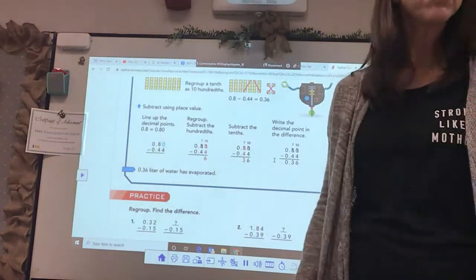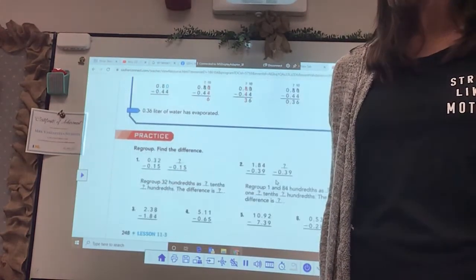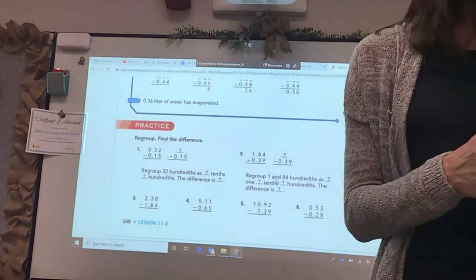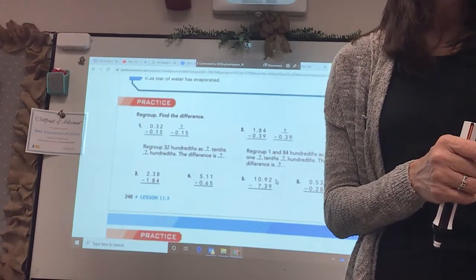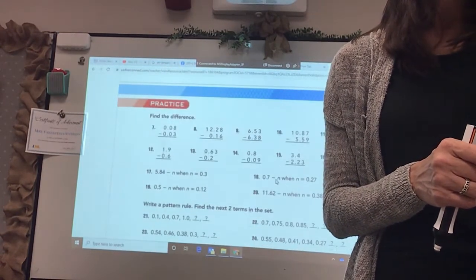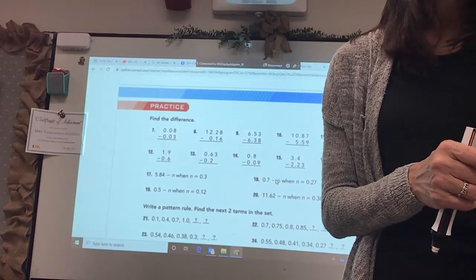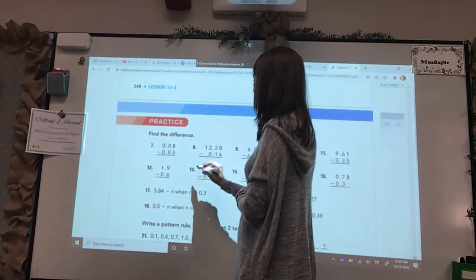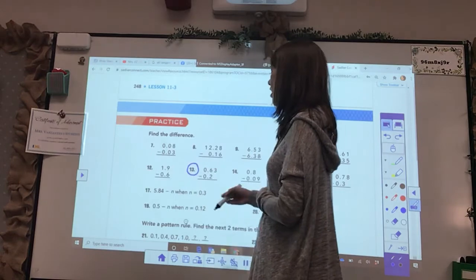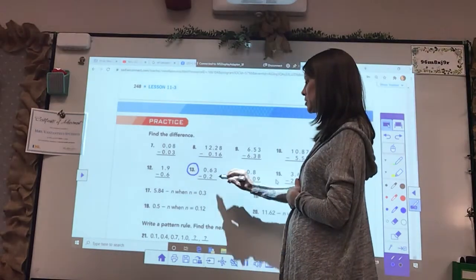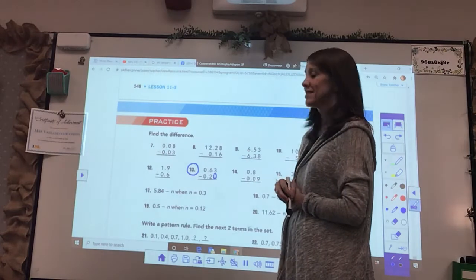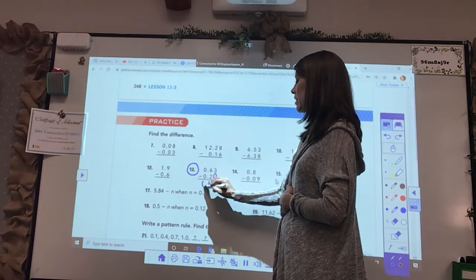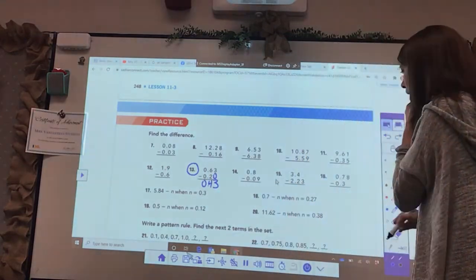Let's do a few examples. Make sure that we know how to line up our decimals and regroup. All right, so let's go ahead and look here at number 13. These are already lined up for you. You see there's a blank spot there. What do we do with that? We're gonna go ahead and put a 0 in. 3 minus 0 is 3. 6 minus 2 is 4. We've got 43 hundredths. That one's pretty easy.